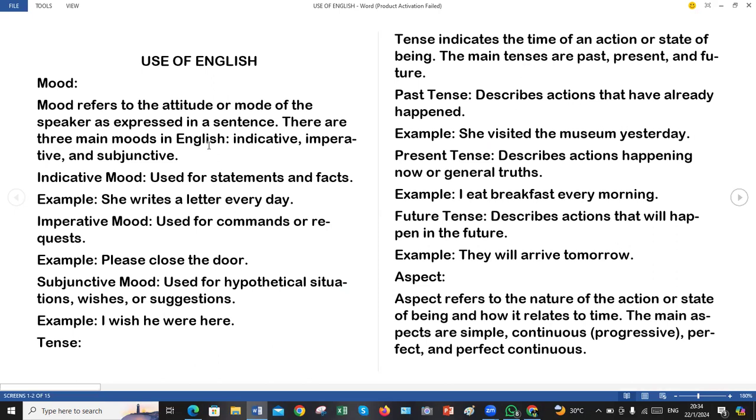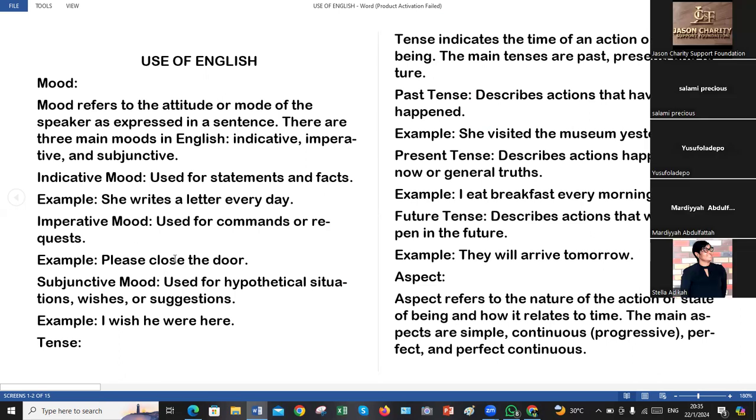Indicative mood, for example, she writes a letter every day. I'm just stating a fact, just a normal sentence. Then imperative mood is used for commands or requests, telling somebody what to do or making a request for something. Please close the door. Please come in. Keep quiet. All of these sentences are either giving commands or making a request.